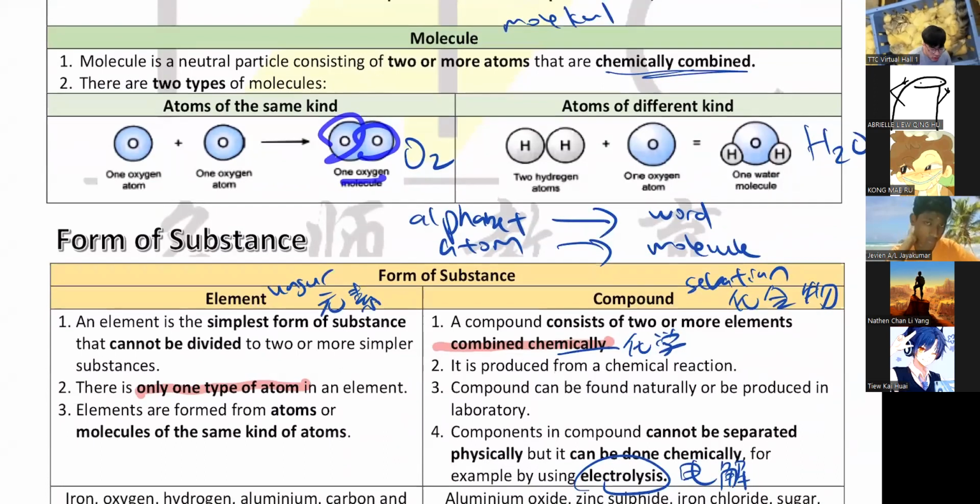Two oxygen atoms, right? So they are not a compound. A compound is more than one type of atom. Okay, I know it sounds very confusing. Okay, I'll try to make it clearer.